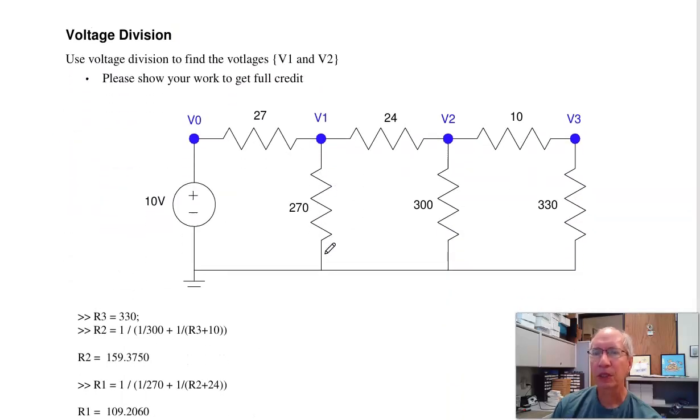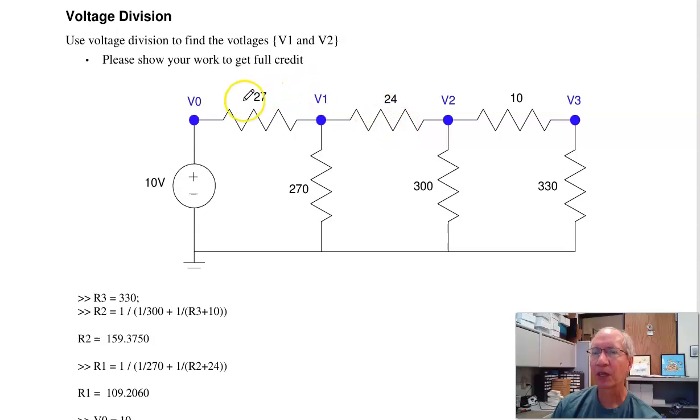Problem number 2 looks at voltage division. Find the voltages V0, V1, V2, V3 using voltage division. And this is where you really need to show your work. You can find the voltages using CircuitLab, but that doesn't demonstrate voltage division. You've got to show your work.